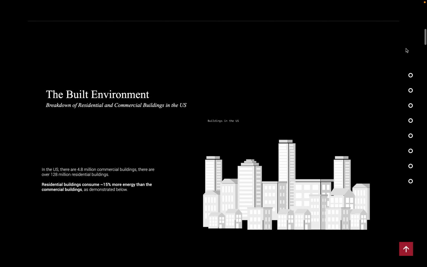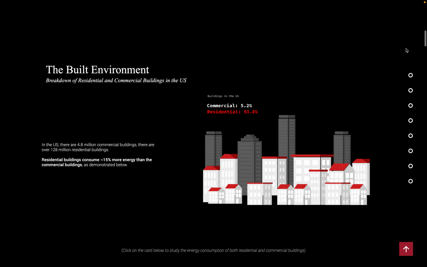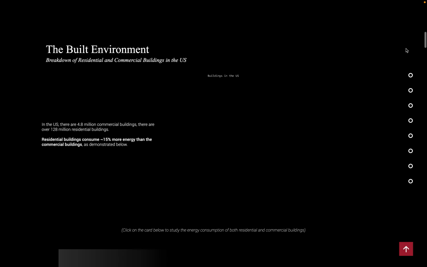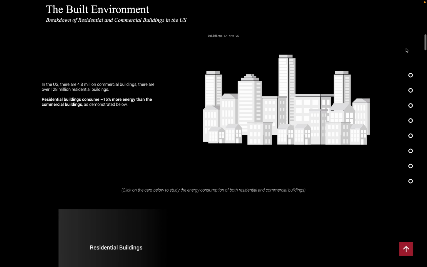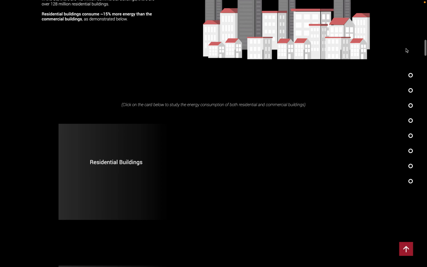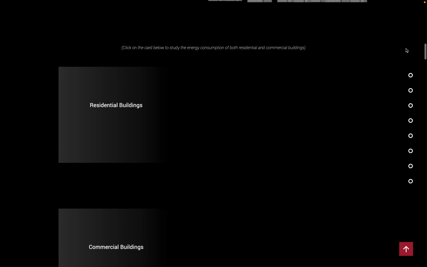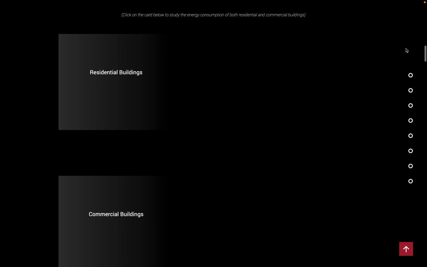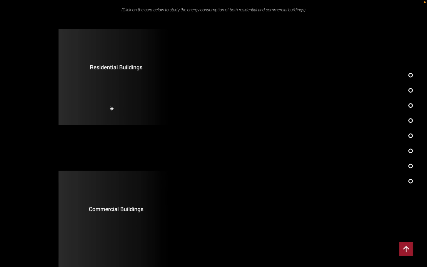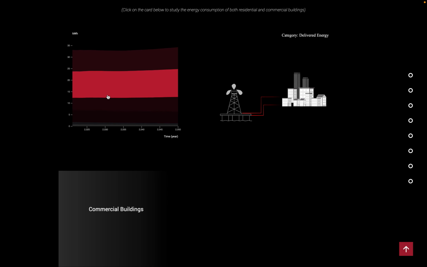of these emissions. In the US, there are 26 times more residential buildings, and they consume 15% more energy than the commercial ones. We are Team Chargers, and our aim is to understand the residential energy patterns to tackle this energy crisis. Currently, the residential and commercial building energy use is different.